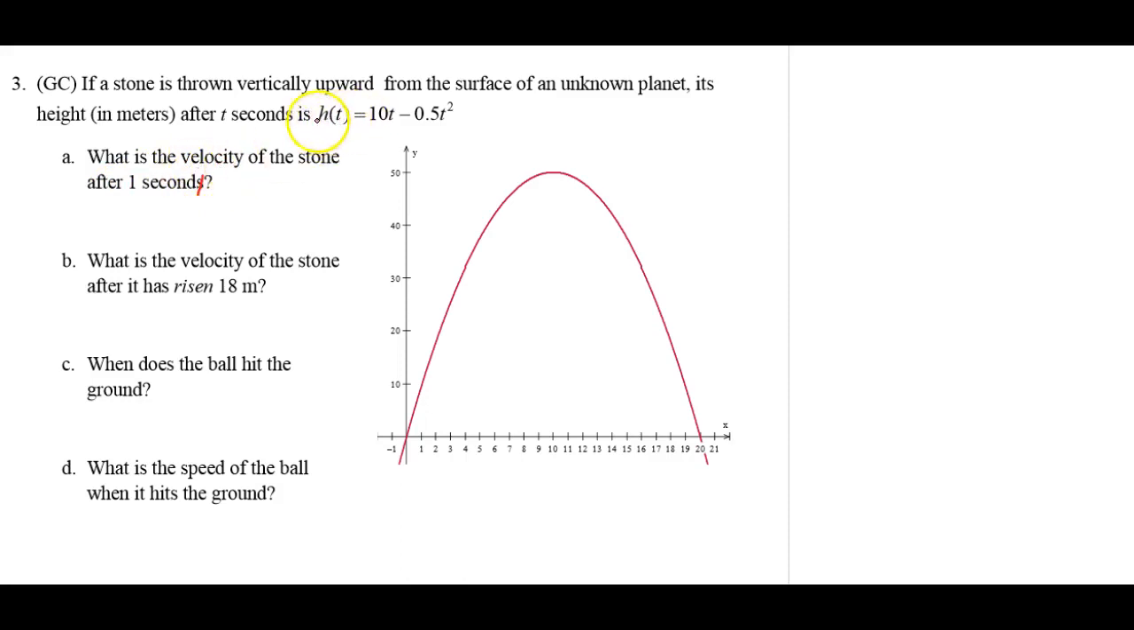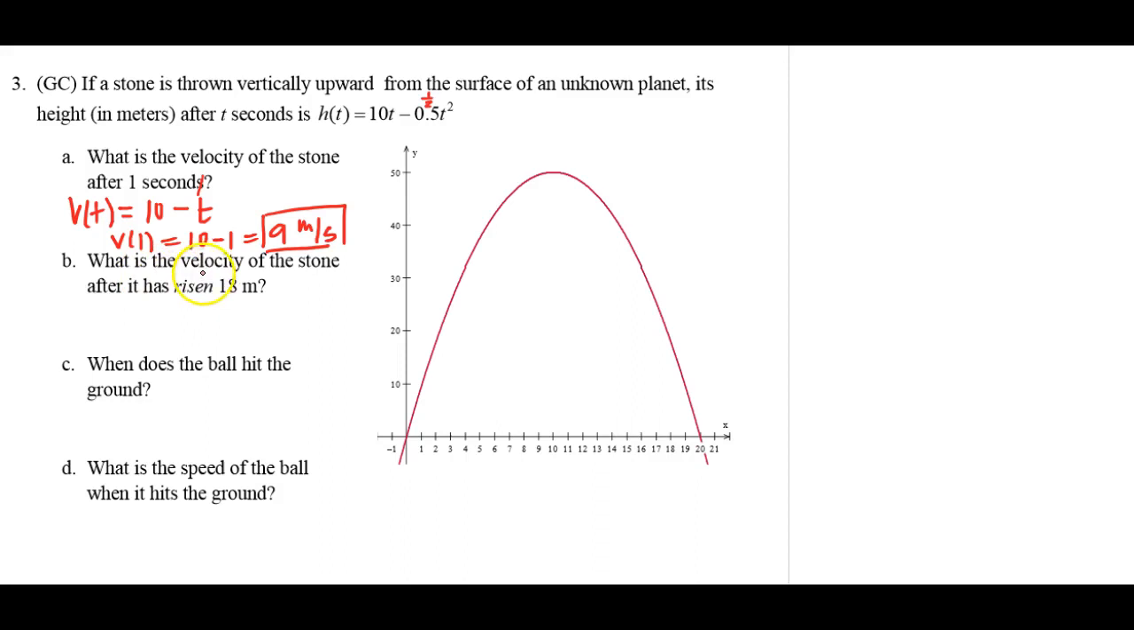So this is a position function. This tells me about the height or the location. So I need to find the velocity function. So v of t is going to be 10 minus, so this is 0.5. If I multiply 0.5 or 1/2 times 2, I'm just going to get out 1. So the velocity function is just 10 minus t. So the velocity after 1 second, v of 1, is 10 minus 1. So my velocity is 9 meters per second.